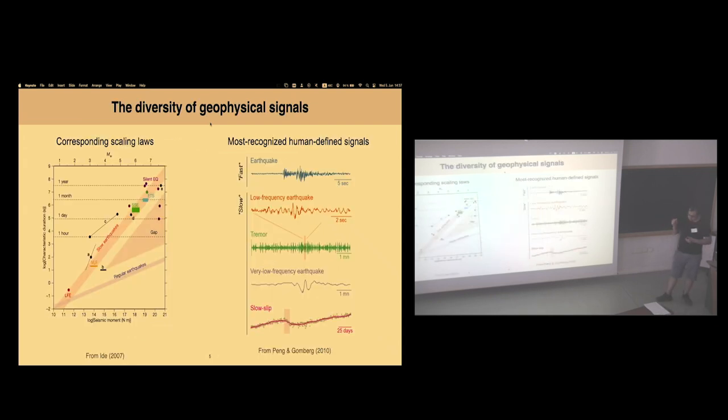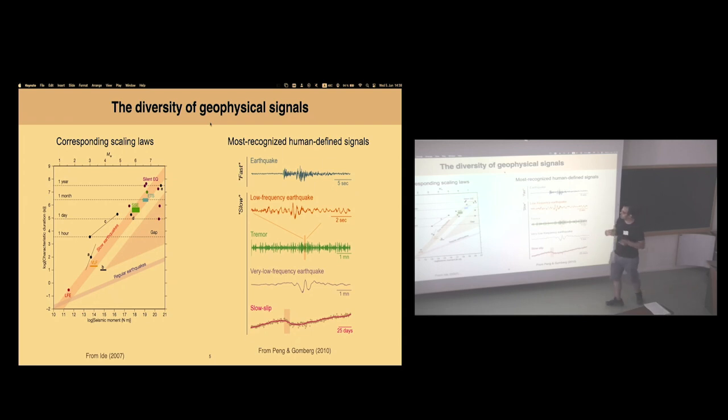And until now, the most recognized signals are the fast earthquakes, which we know well, and then we have slow earthquakes. It will start from LFE, low frequency earthquakes, which are hidden in the tremors in the data, usually in subduction zones, and then we have low frequency earthquakes and slow slip events.